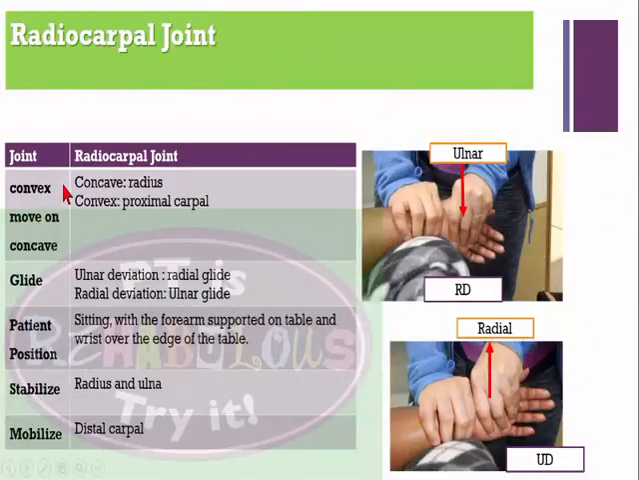Now we are going to see ulnar glide, and ulnar deviation and radial deviation improvement. For that also, the convex surface moves on the concave surface. The convex is the proximal carpal, the concave is the radius. If we want to improve radial deviation, we have to give an ulnar glide. And if we want to improve ulnar deviation, we have to give a radial glide. The patient should be in sitting position, forearm supported on the table with the wrist over the edge of the table. We have to stabilize the radius and ulna and mobilize the distal carpal row.